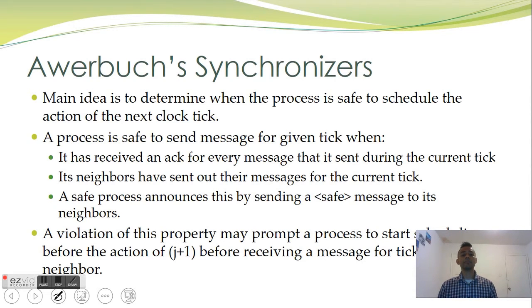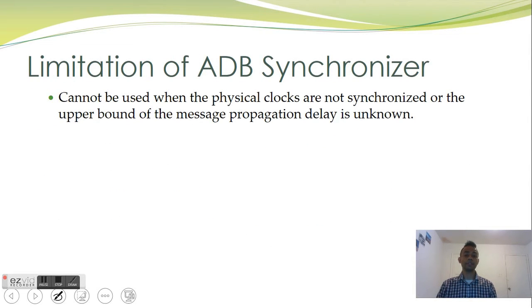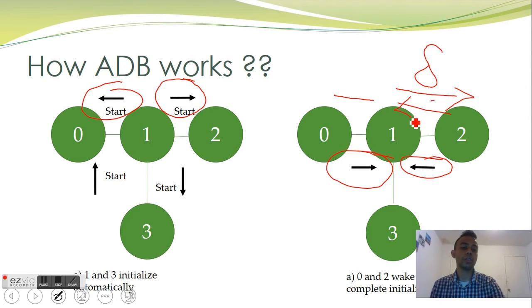The main idea is to determine when the process is safe to schedule the action of the next clock tick. In the ADB synchronizers, as we've seen in the previous diagrams, it depends on the message propagation delay. So let us consider node 1 and 2. 1 sends a message to 2 with a propagation delay of delta. Similarly, 2 sends a message to 1 with a propagation delay of delta.